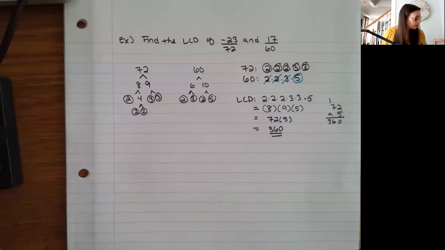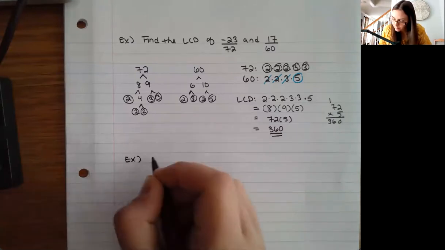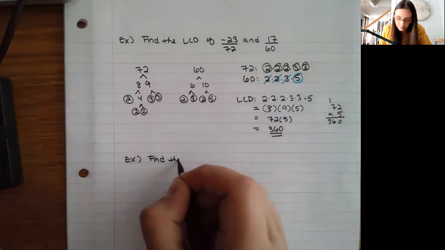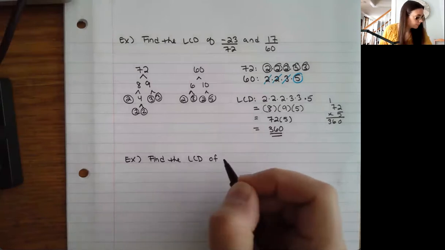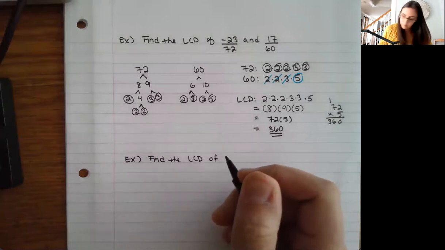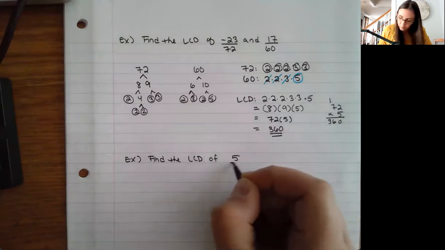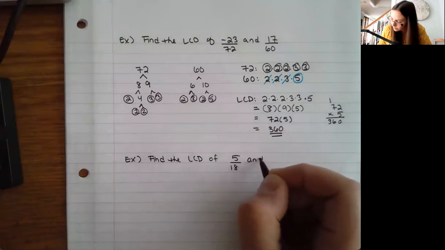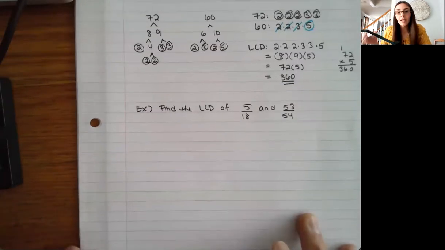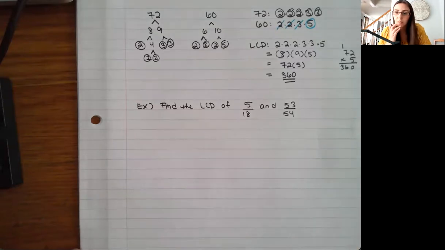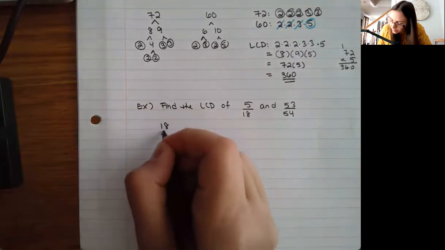Okay. And then maybe let's just do one more of these because these can be kind of tricky. All right, so again, these are some larger numbers. I don't know if you really want to do multiples for 18 and 54. It gets to be kind of cumbersome if you're not using a calculator. So we'll do the prime factorization method.